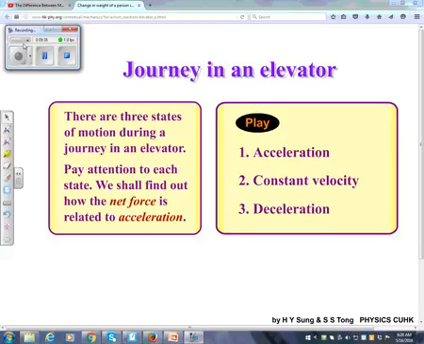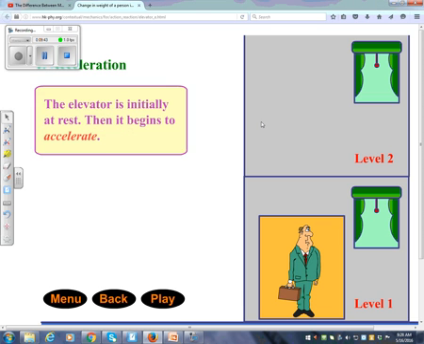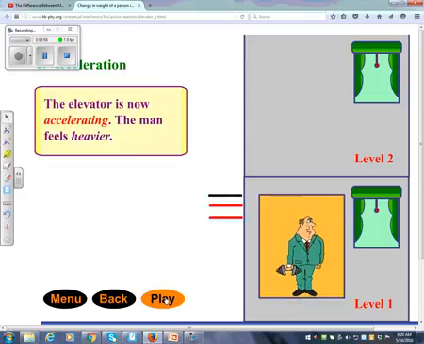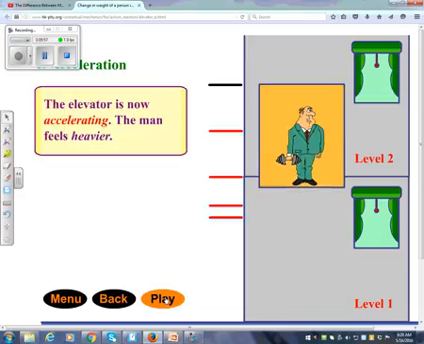Okay. Three states of motion during a journey in an elevator. Pay attention to each state. We shall find out how the net force is related to acceleration. So, the guy's put on his jacket now, so he's no longer just standing there with suspenders, and he's lost some hair. The elevator is initially at rest, and then it begins to accelerate. The elevator is now accelerating, and the man feels heavier.